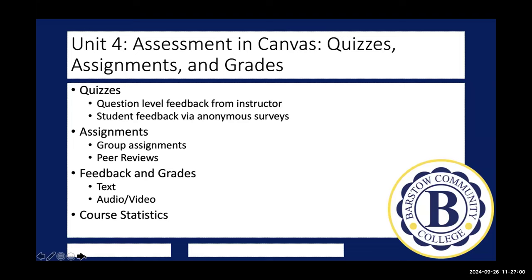Now, the second part of quizzes that is RSI are the student feedback via anonymous surveys, because that allows your students to feel free to say, you know what, I was so lost on how to divide a cell. I don't know what to do. And they can do that without fear, right? So that's another way to have RSI.